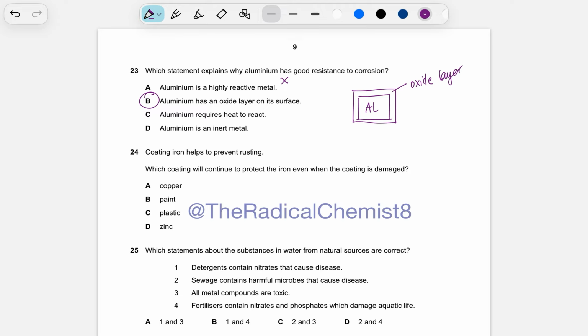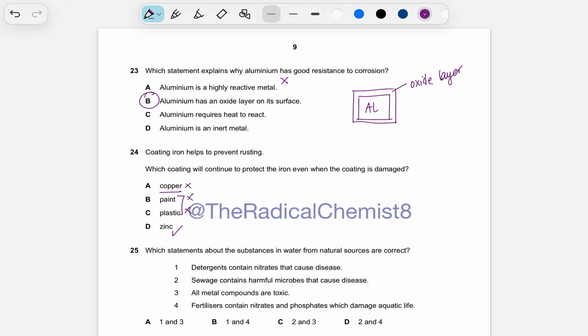Next, coating iron helps prevent rusting. Which coating will continue to protect the iron even when the coating is damaged? So you've got, first of all, copper. Well, copper is a metal that is less reactive than iron, so it will not prevent it from rusting. Paint and plastic only provide a thin layer of temporary protection, so nope, can't be those two. And finally, zinc would be your answer.